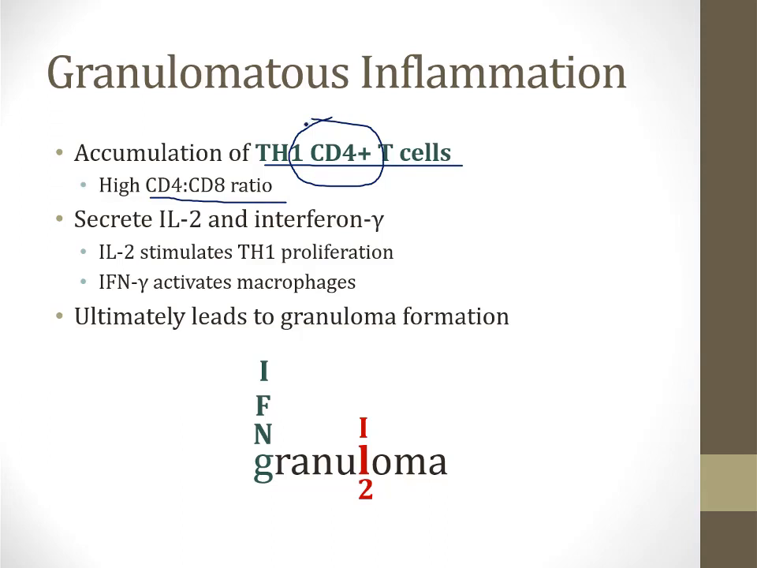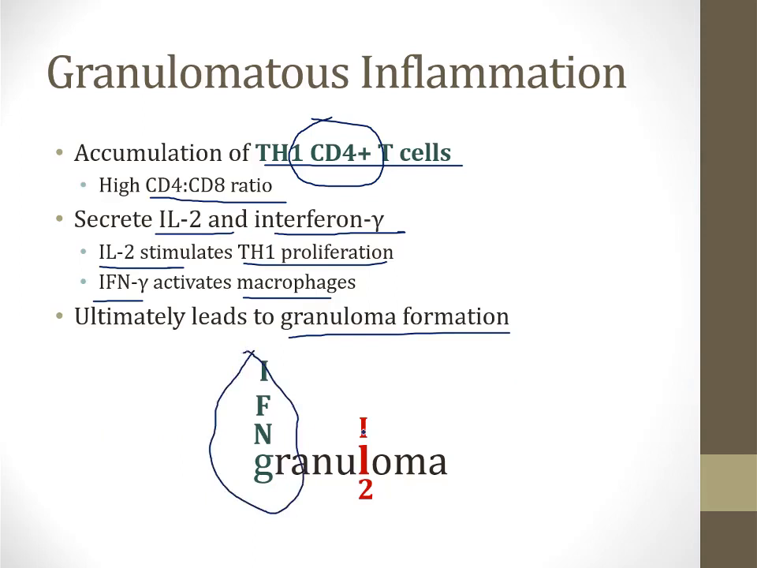In addition, there are two cytokines that are key to granulomatous inflammation, and you need to know these for step 1. The first one is IL-2 and the second one is interferon gamma. IL-2's role is to stimulate proliferation of the T cells. Interferon gamma's role is to stimulate macrophages. And working together with the T cells and macrophages, this is what leads to granuloma formation. An easy way to remember this is just to remember the word granuloma. It has the two cytokines in its name. Interferon gamma is around the G and IL-2 is around the L.